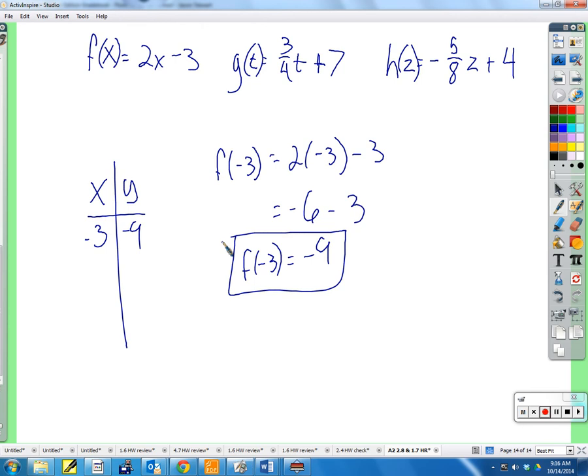Okay. Here, I want you to do these two on your own. What is g of 12 and h of negative 16? Would you define both of those? Have you seen the parentheses there? Just plug it into the input and see what happens.